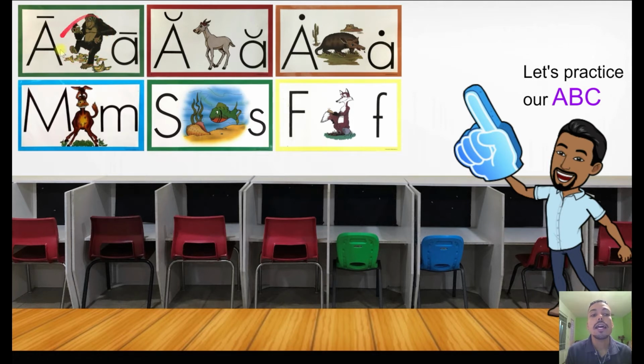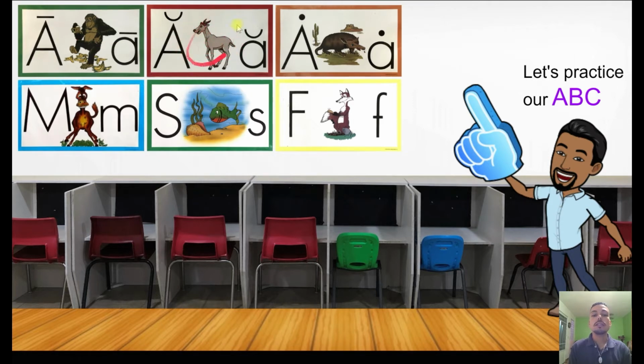Okay, and ape has a letter that sounds A. A. So when you see the letter A with the line on top, it's going to sound A. Very good. Okay, the next friend here, its name is antelope.